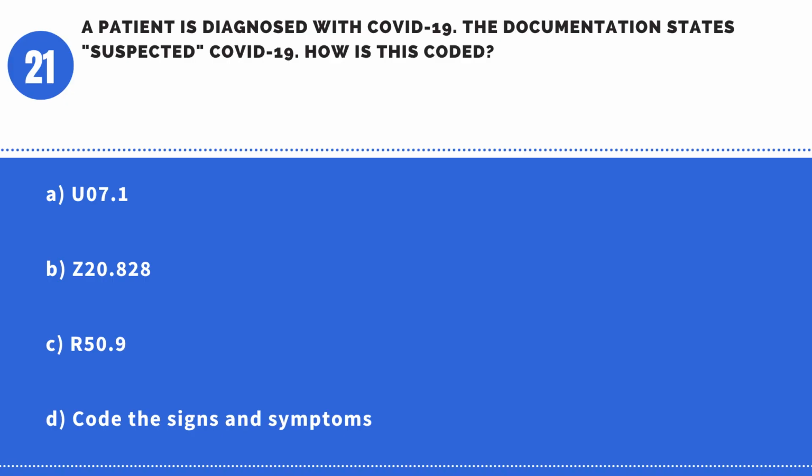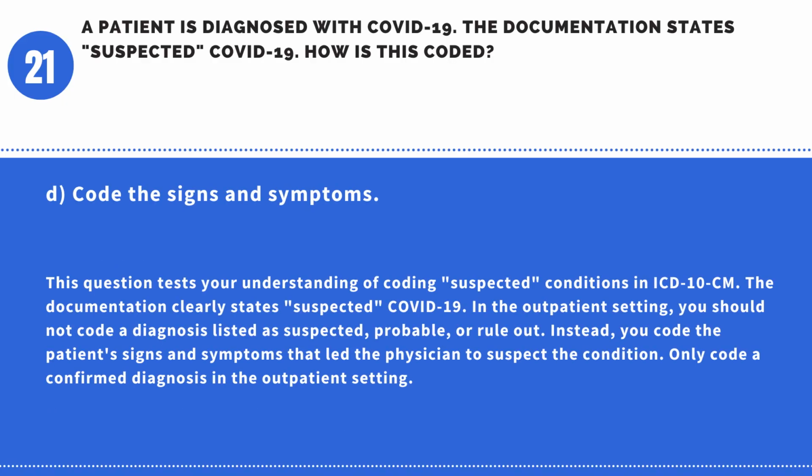Question 21. A patient is diagnosed with COVID-19. The documentation states suspected COVID-19. How is this coded? A. U07.1. B. Z20.828. C. R50.9. D. Code the signs and symptoms. Answer: D. Code the signs and symptoms.